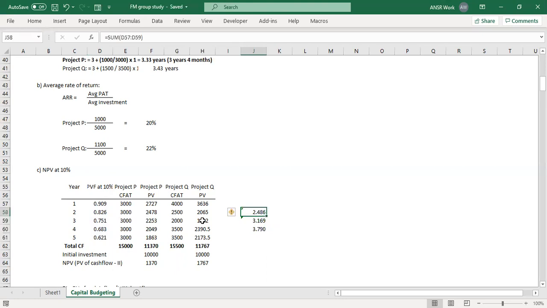What I think Saurav was saying, right? So what Saurav meant to say was, because in project Q, our cash flow is not the same among the years, so we cannot use the annuity one. We have to use the individual one.